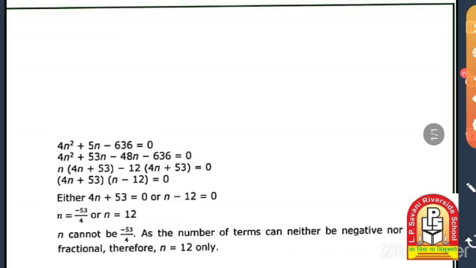Here you can see that n cannot be minus 53 upon 4, because we want whole numbers. It is a negative and fraction type number, so it is not possible. So we have to take only the positive value, that is n is equal to 12.